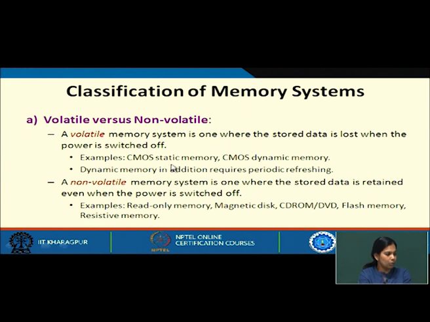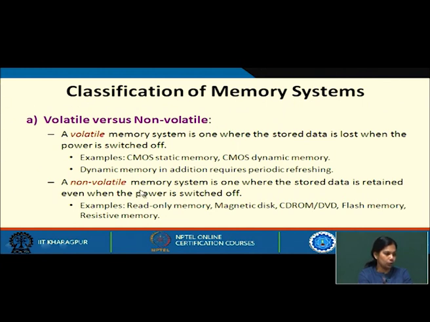So, CMOS static memory and CMOS dynamic memory, both of these are volatile memories. As long as power is supplied, the data remains, but in case of dynamic memory, even if we are supplying the power, it requires periodic refresh. So, data cannot be retained for a longer period of time. So, periodic refresh is necessary.